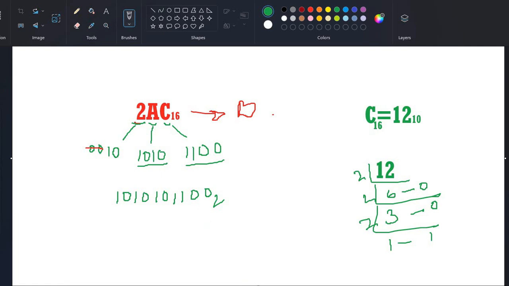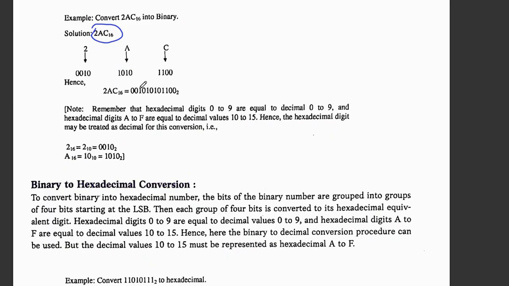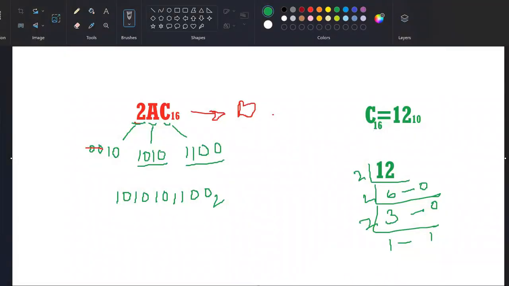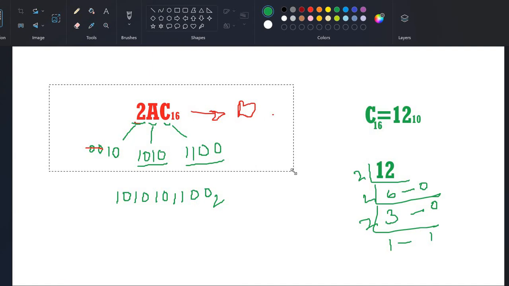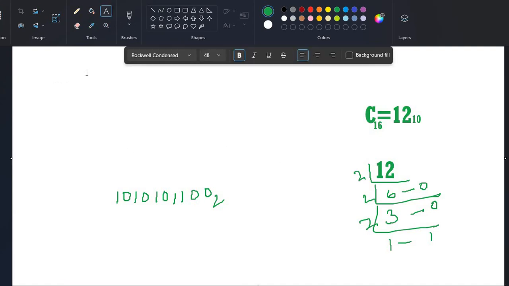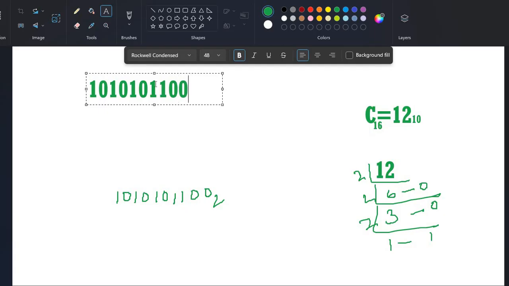Let's check the book. What is written in the book? See, 1 0 1 0 1 0 1 1 0 0. Right? This is what it looks like. 2AC means this binary number. Now let's try to convert these numbers back to the hexadecimal equivalent. So let's delete this. We'll write this here: 1 0 1 0 1 0 1 1 0 0 to the base 2.